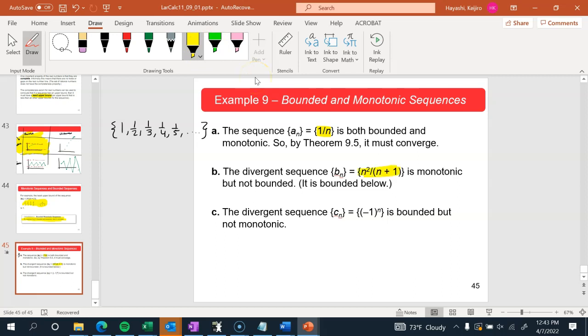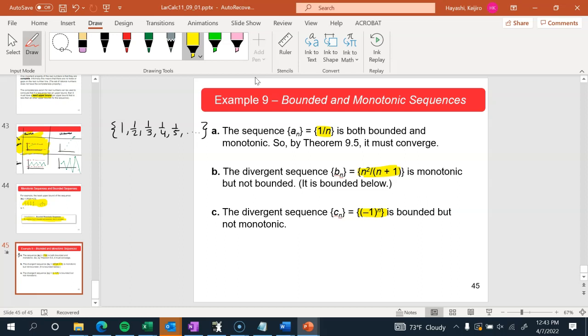The sequence n squared on top with n plus 1 on the bottom is monotonic in that all the terms are increasing, but it actually increases to infinity. It's not bounded above. It goes past, greater than every number that you could possibly think of. It eventually surpasses a value of 1 million. Then it surpasses 10 million as n gets large enough. So it's a divergent sequence.